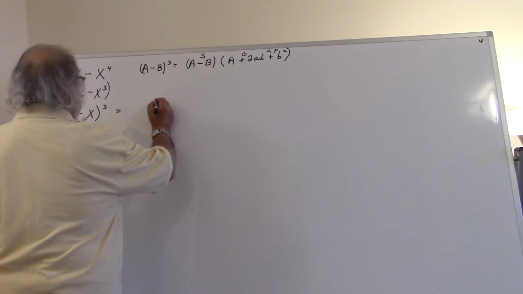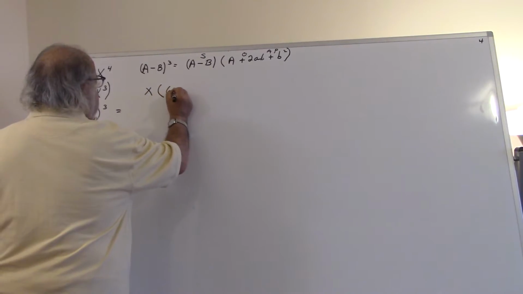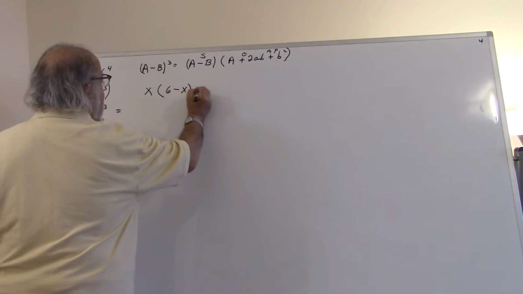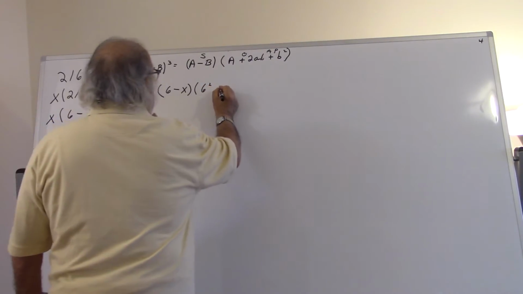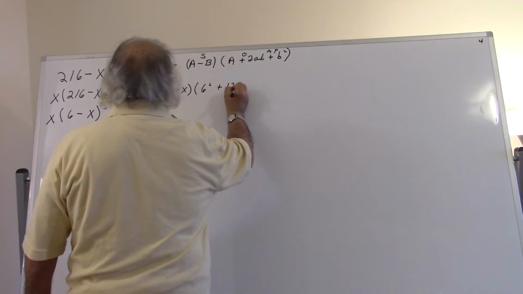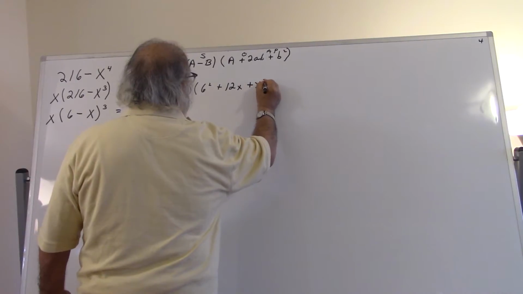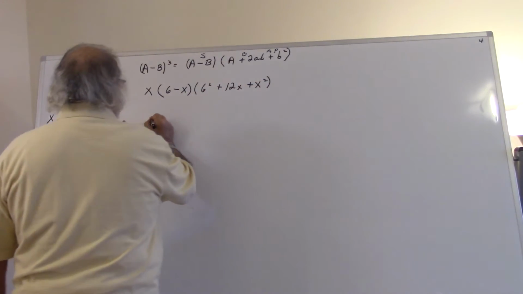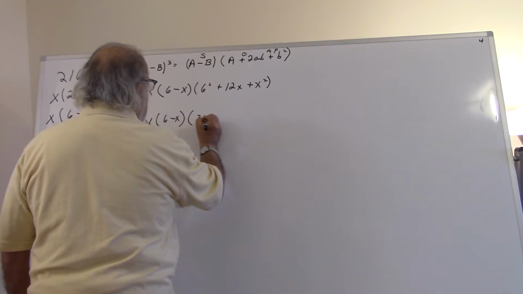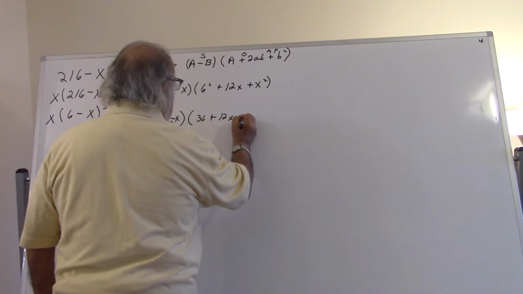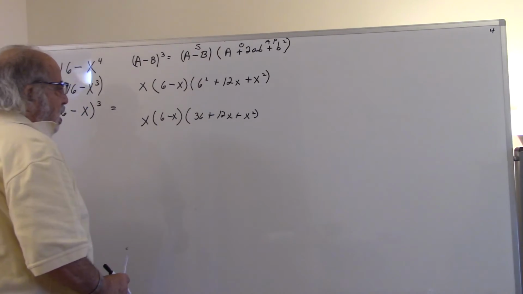So now you have x, 6 minus x, 6 squared plus 12x plus 8, and this becomes, there we go.